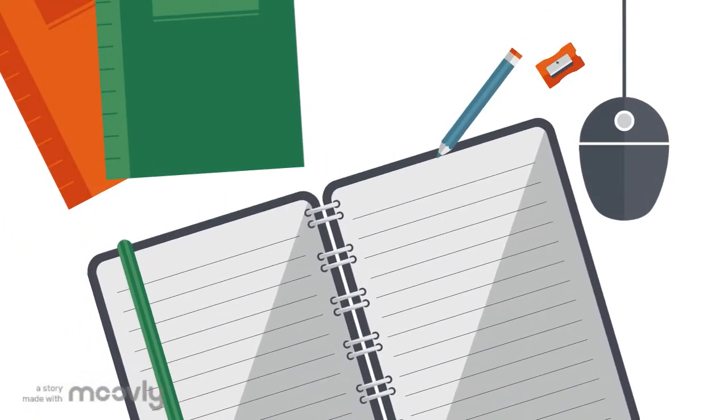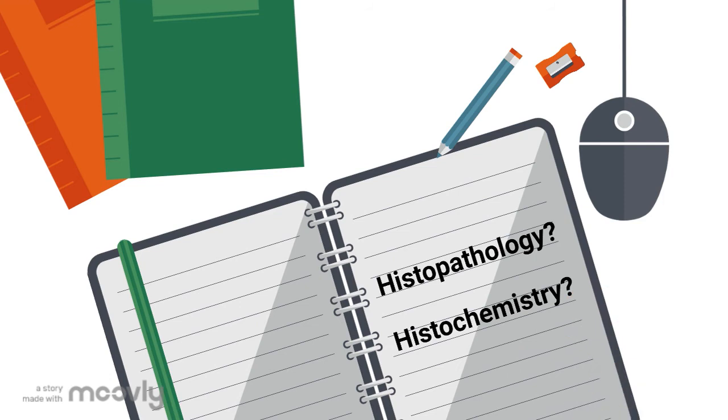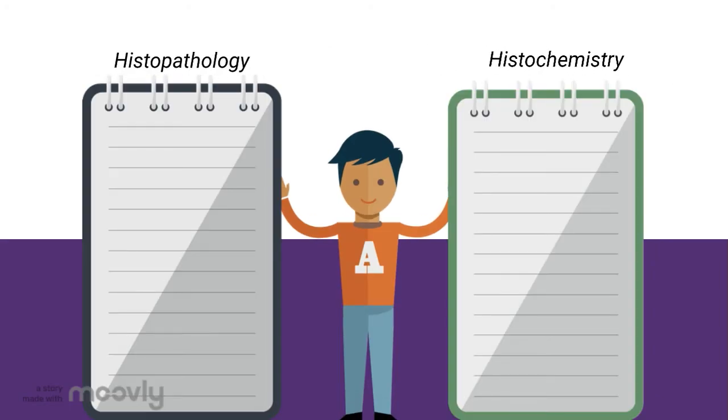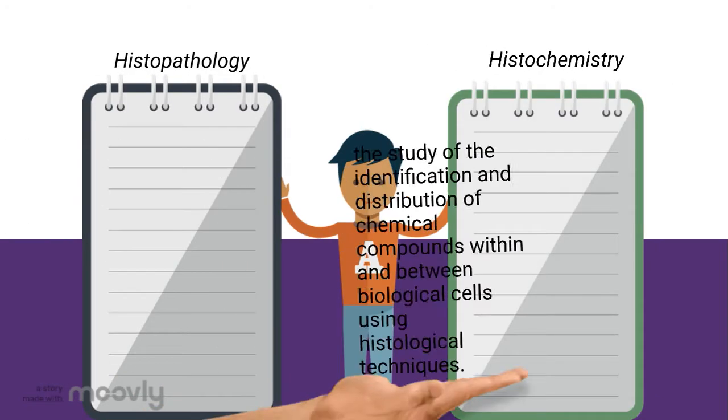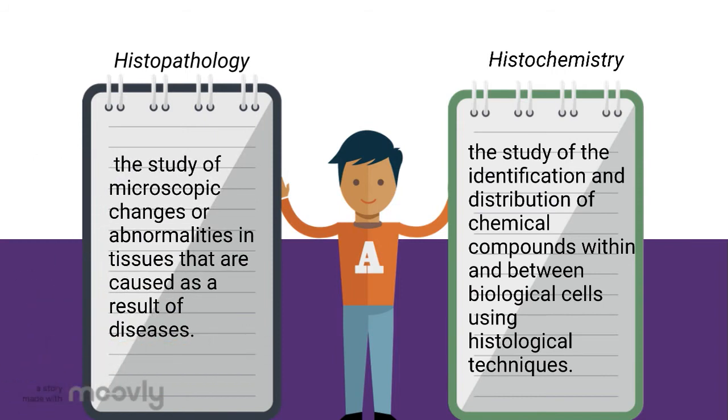Next! By the way, do you know that there are also histopathology and histochemistry? I bet you don't, so let me tell you. To make it easier, the difference between histochemistry and histopathology is that histochemistry is a study about chemical compounds within the tissue, while histopathology focuses more on diseases in cells.